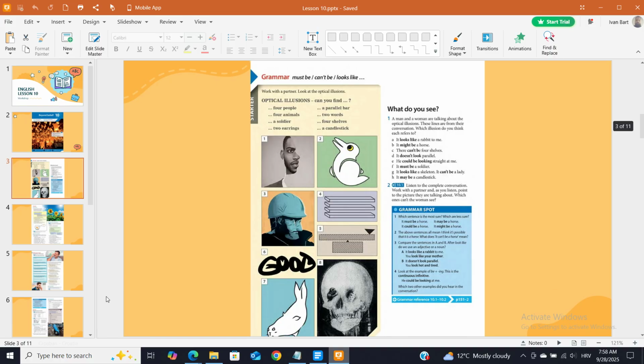Starter. Grammar: must be, can't be, looks like. Work with a partner. Look at the optical illusions.